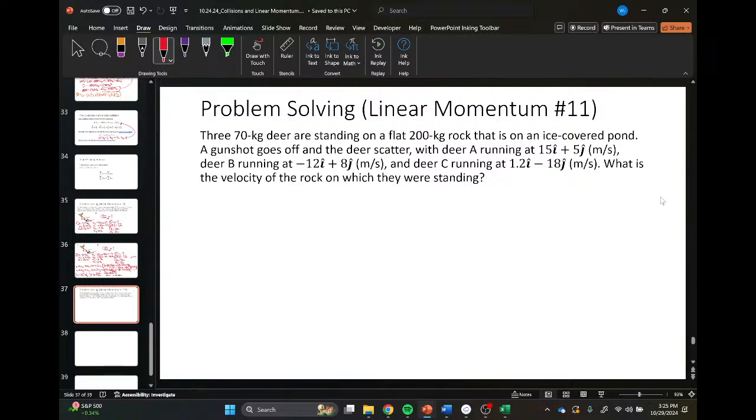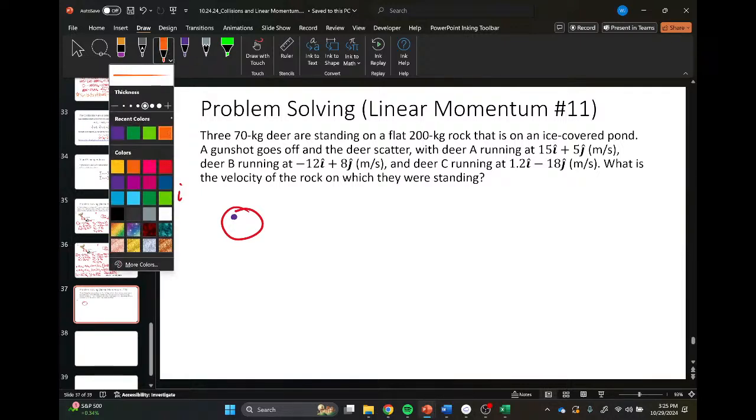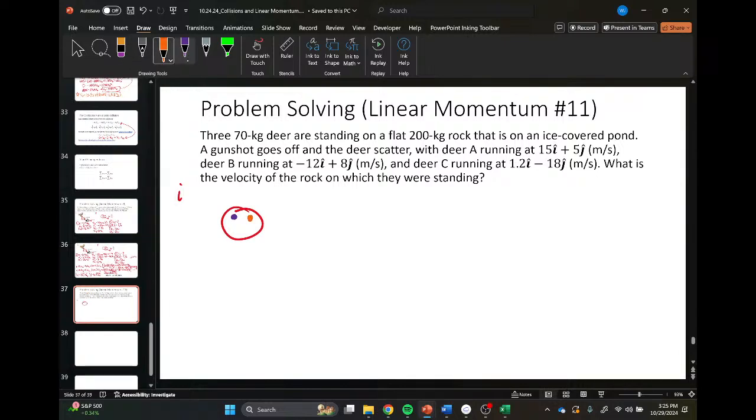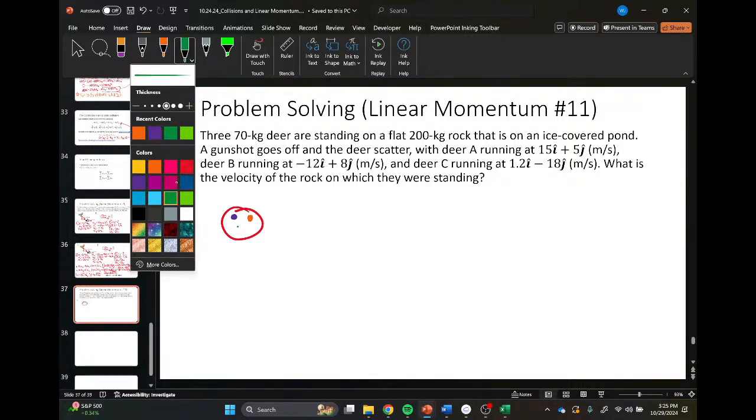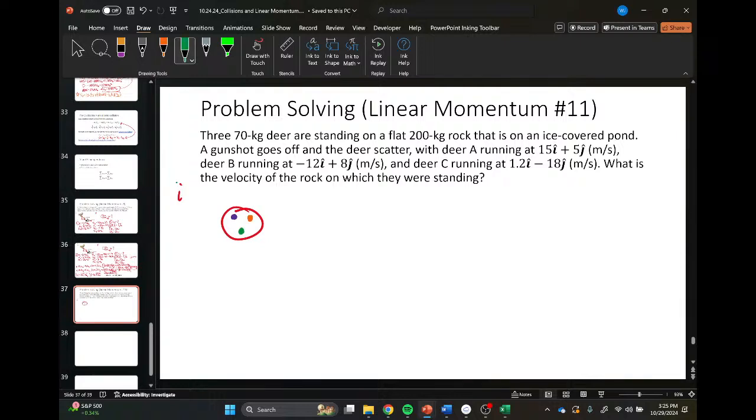All right. So here's my initial. I got a rock. We're going to make deer A purple. There's deer A. Here's deer B. It's orange. And here's deer C. There they are. Notice I didn't draw any velocity vectors because in the beginning they are sitting on a rock. Well, they're standing on a rock, but they're not moving. If you do not realize that they're not moving in the beginning, you cannot solve this problem.